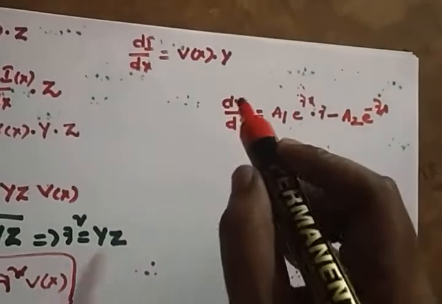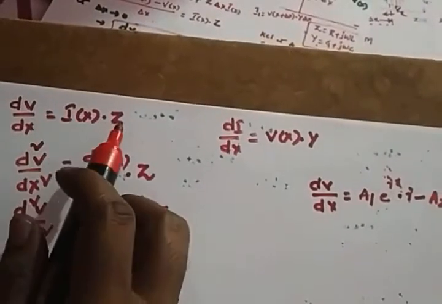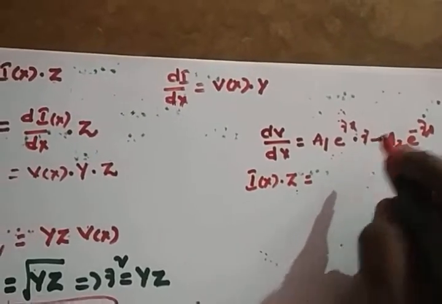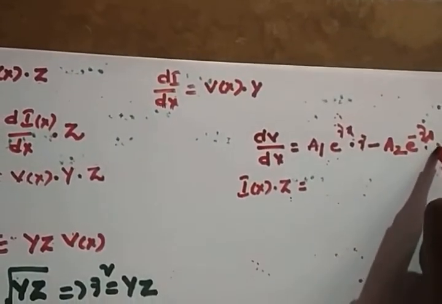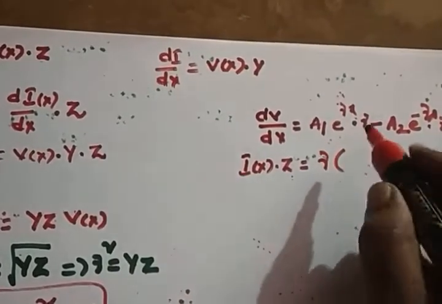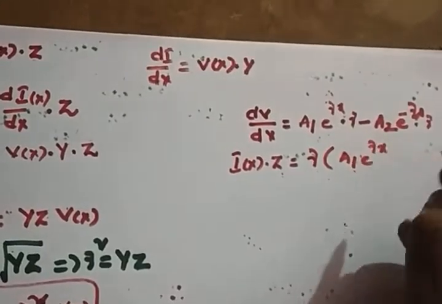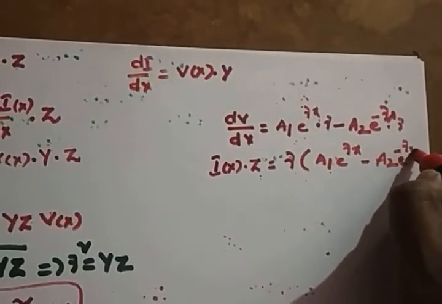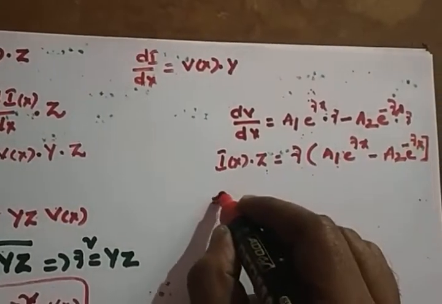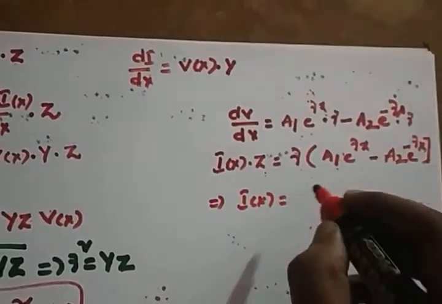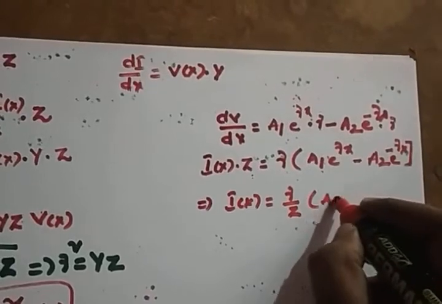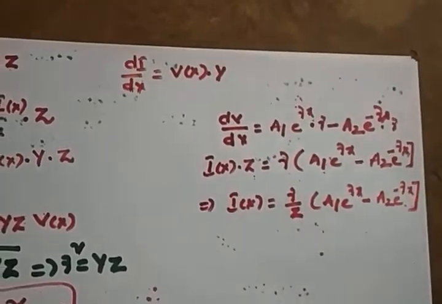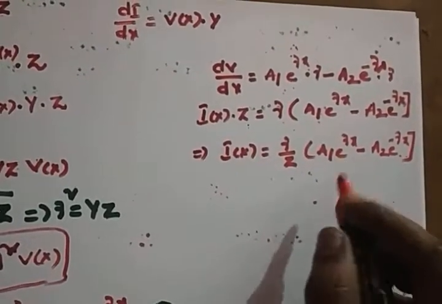You know the value of dV by dx is equal to I of x into z. So we can replace: I of x into z is equal to gamma times A1 e power gamma x minus A2 e power minus gamma x, taking gamma common. So I of x is equal to gamma by z into A1 e power gamma x minus A2 e power minus gamma x. So what is the value of gamma?